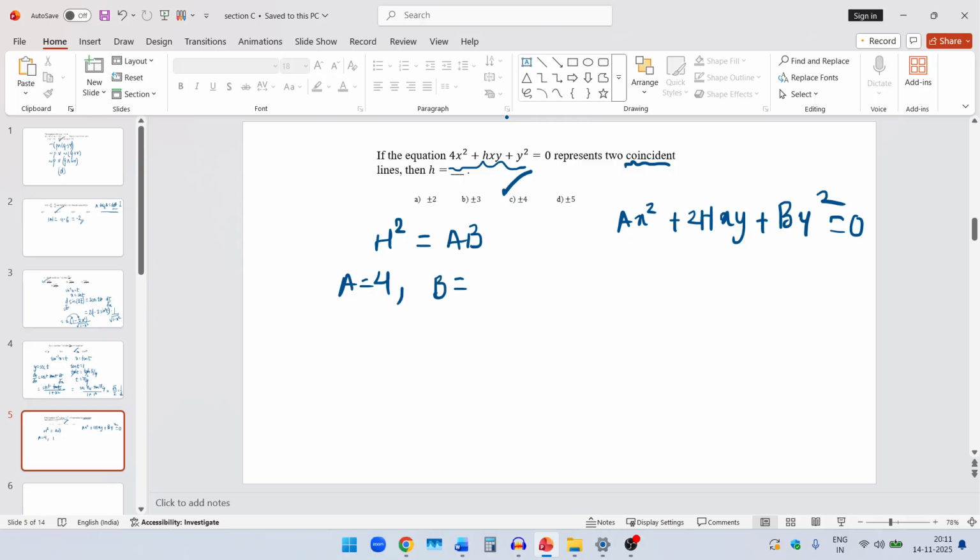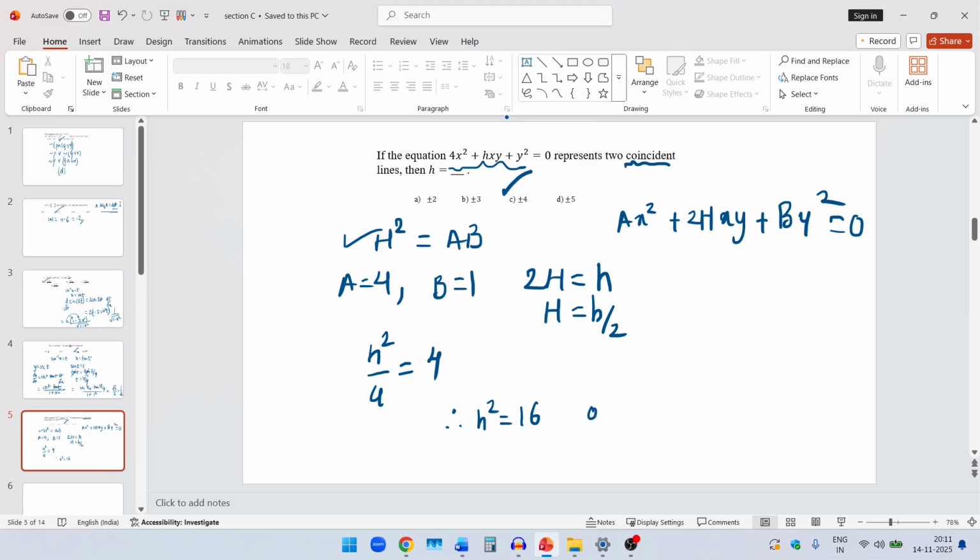b is equal to 1, and 2h is equal to small h, which means capital H should be equal to h upon 2. So now let's substitute it in this equation. You will get h square upon 4 is equal to 4 into 1, which is 4. So h square should be equal to 16, or simply put, h is equal to plus minus 4.